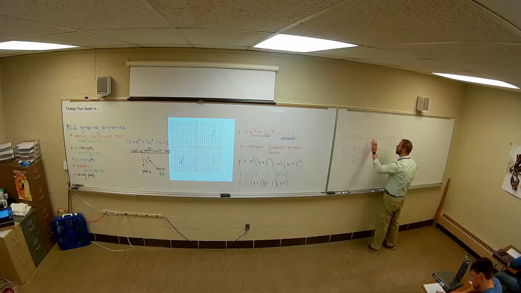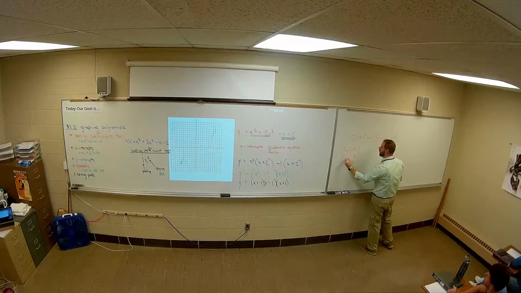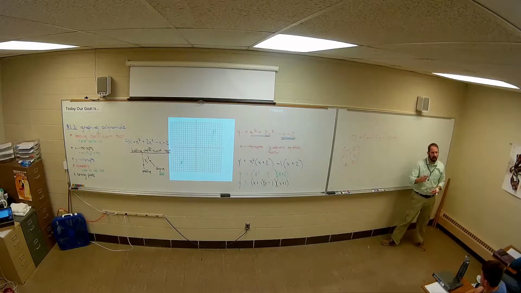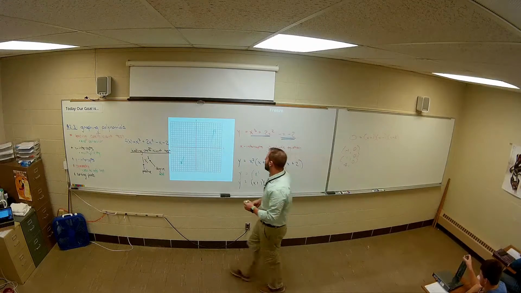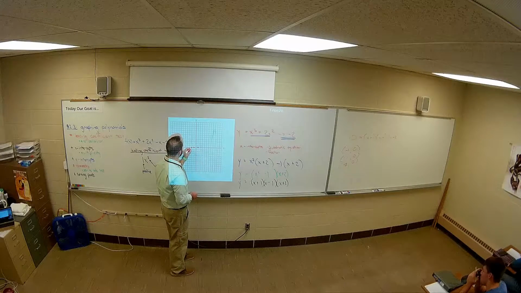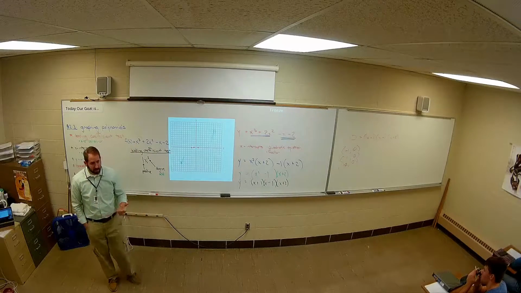That's what I'm doing. So what would make each of these parentheses 0? Negative 1, 1, and negative 2. Okay. Those are my x-intercepts. So that's where my dots are going to be. So negative 1, 1, negative 2. Make sense so far?